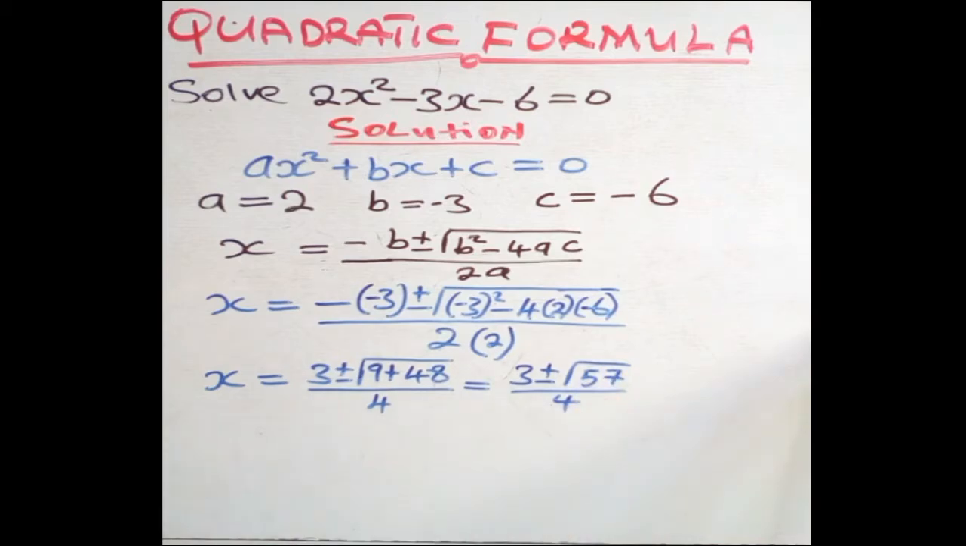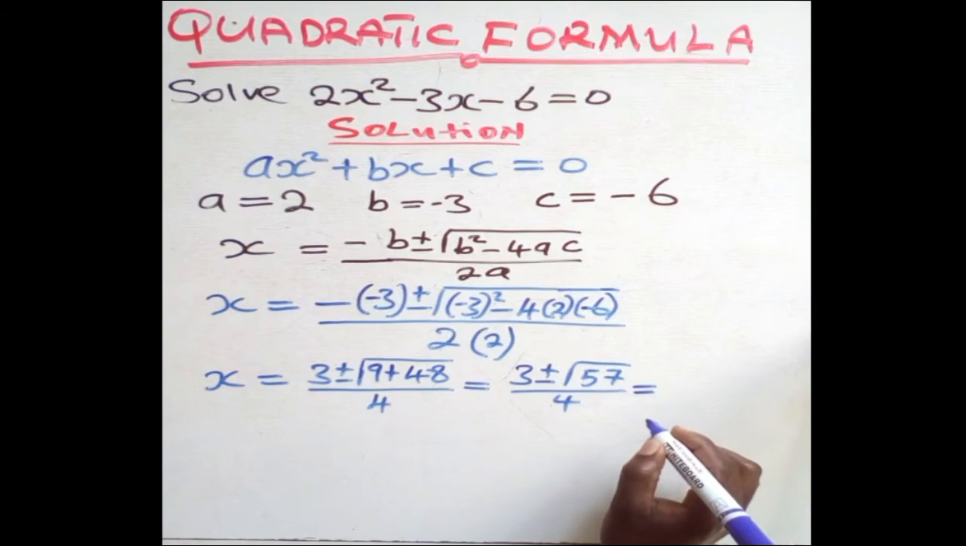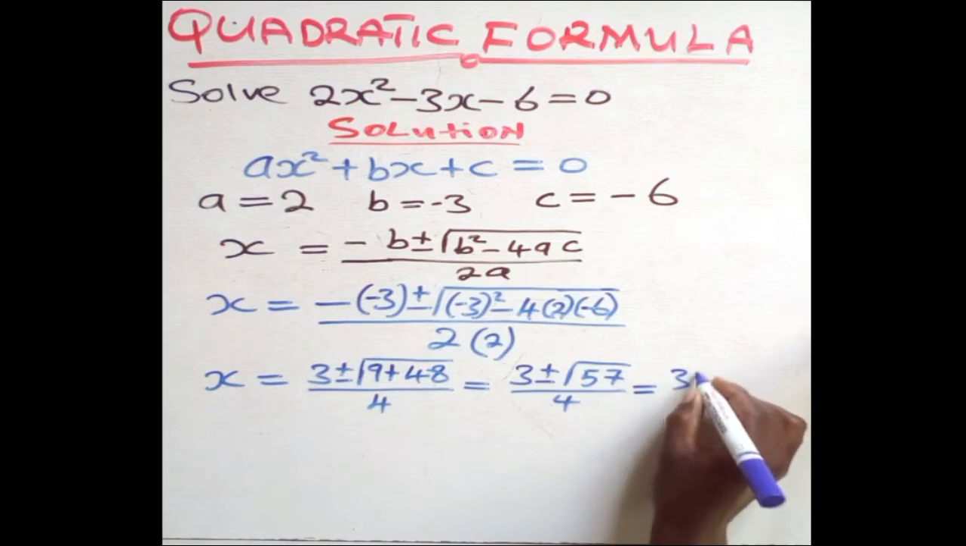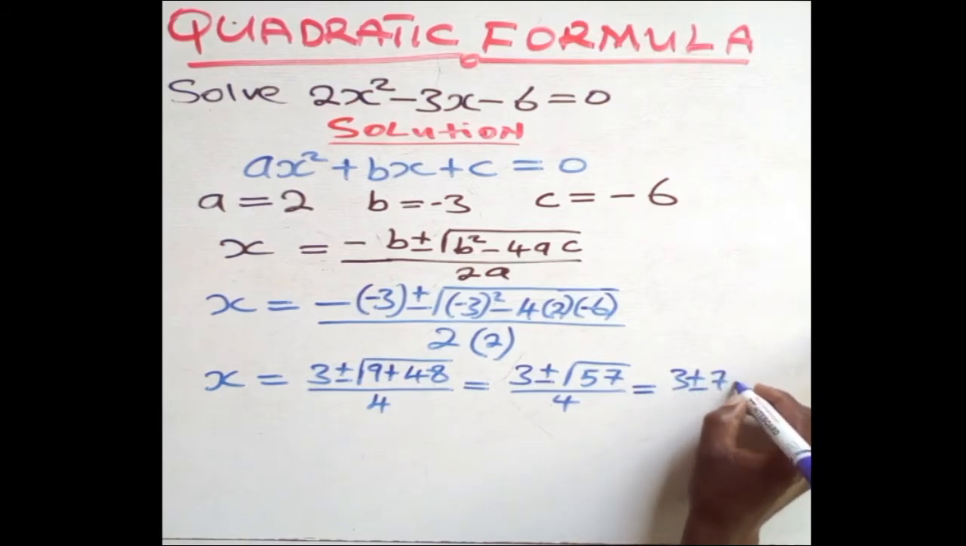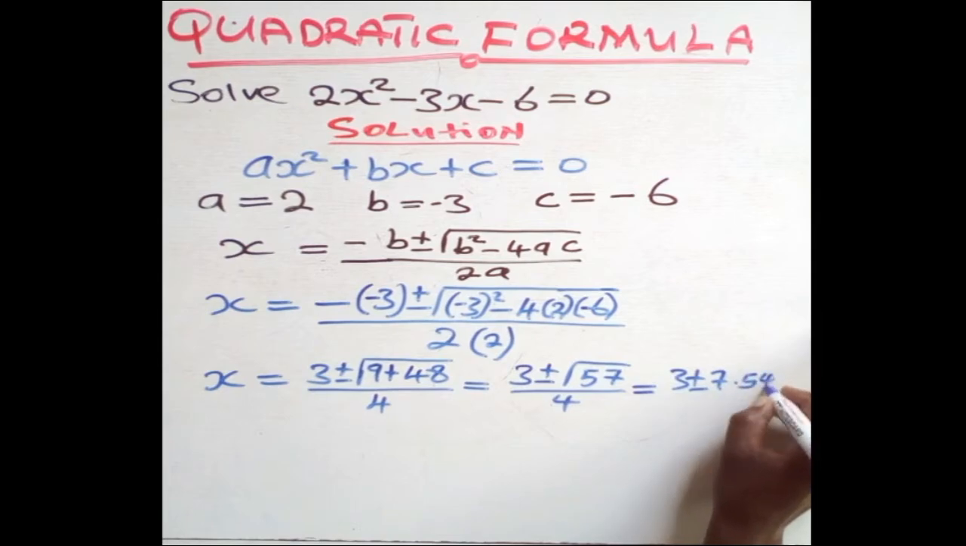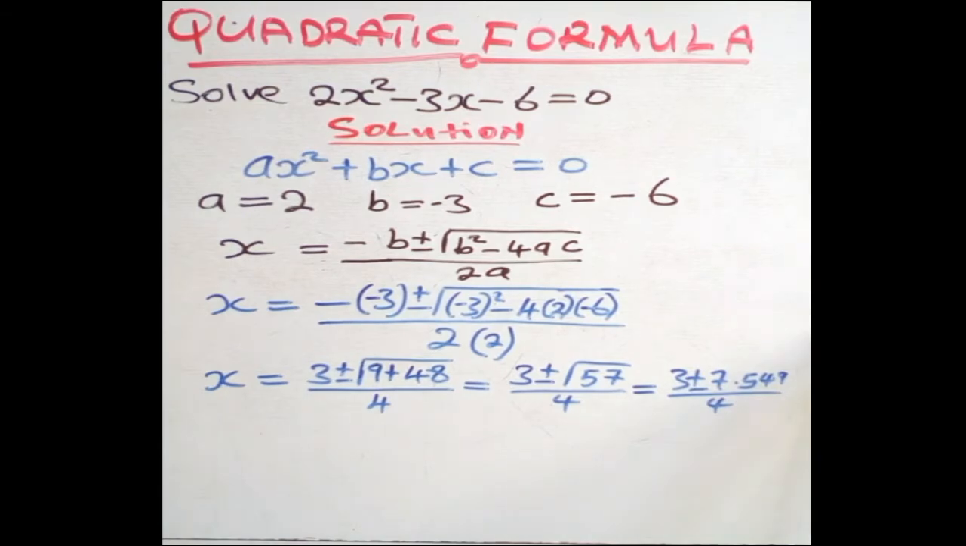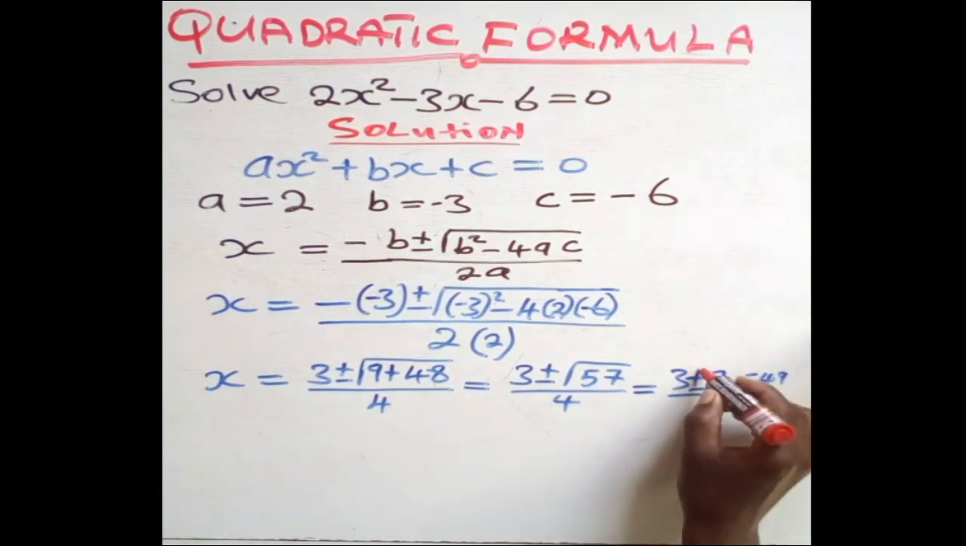At this point, we need to find the square root of 57. What is the square root of 57? It will actually be root 57. The square root of 57 is going to be equal to 7.549. So we have 3 plus or minus 7.549 over 4.